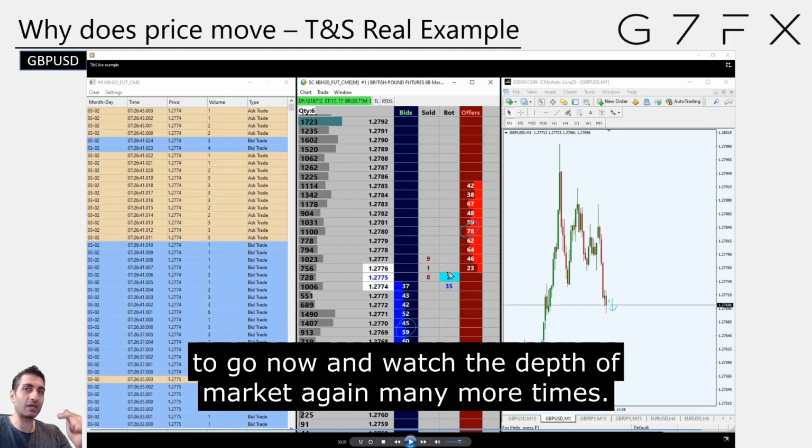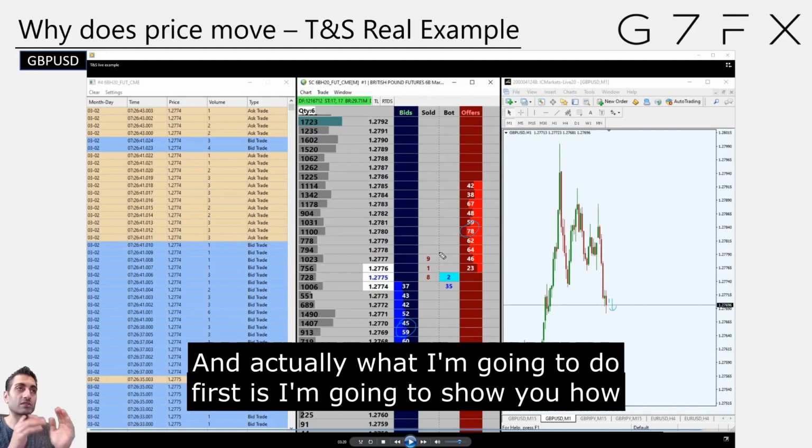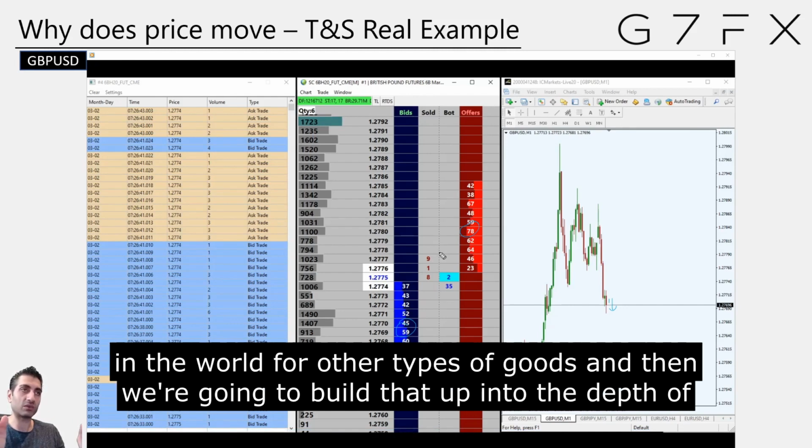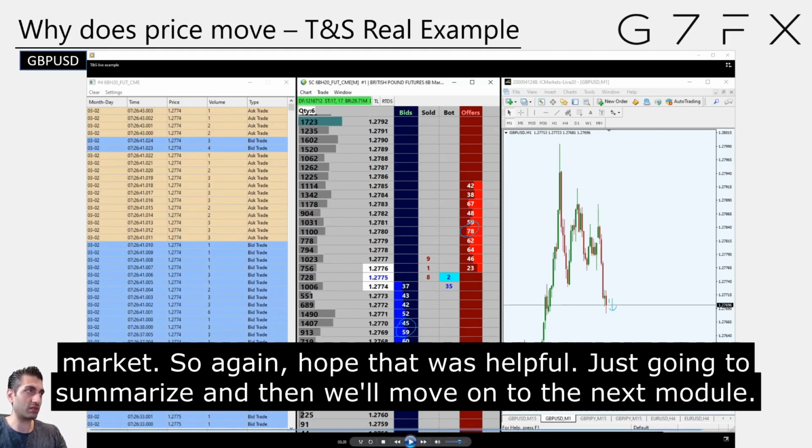And we're going to go now and watch the depth of market again many more times. And actually what I'm going to do first is I'm going to show you how the depth of market is reflective of supply and demand in all markets in the world for other types of goods, and then we're going to build that up into the depth of market. So again, hope that was helpful. Just going to summarize, and then we'll move on to the next module.